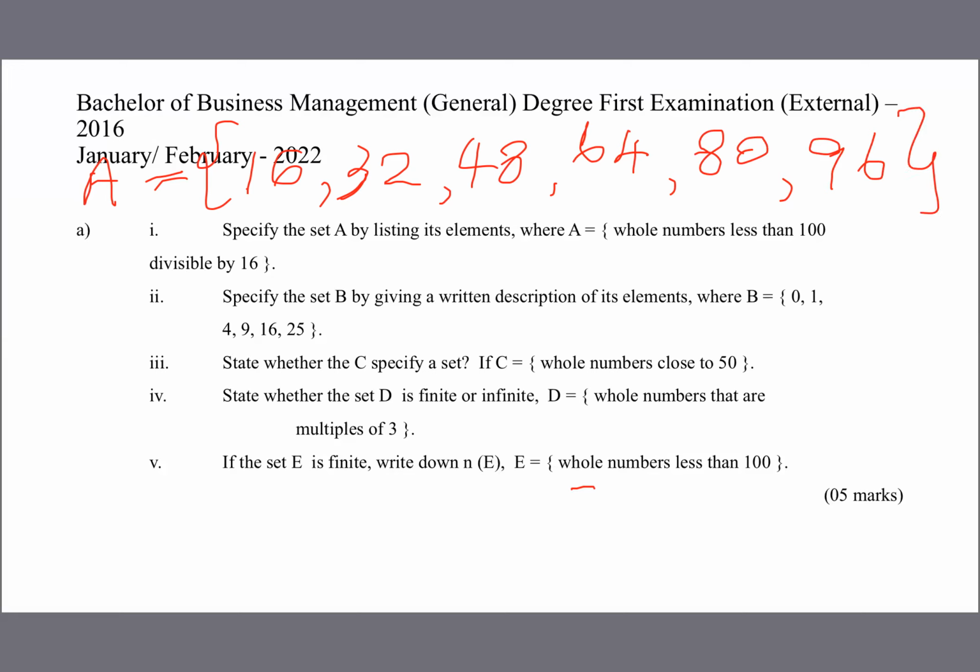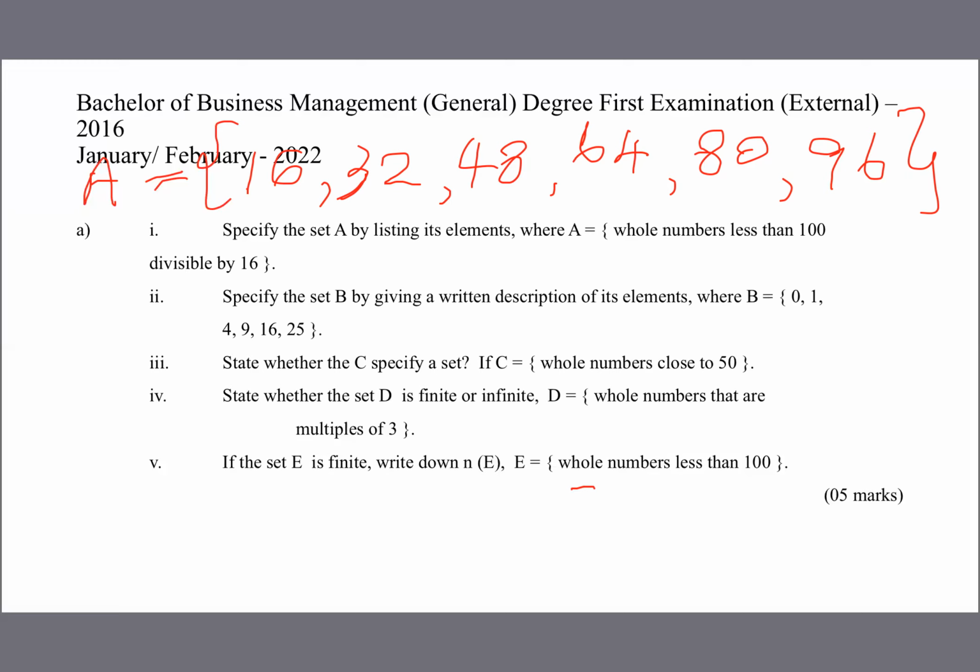It's very easy, right? The second part is to specify the set B by giving a written description of its elements, where B equals 0, 1, 4, 9, 16, 25. Just check what type of numbers these are. What is the suitable description for that?